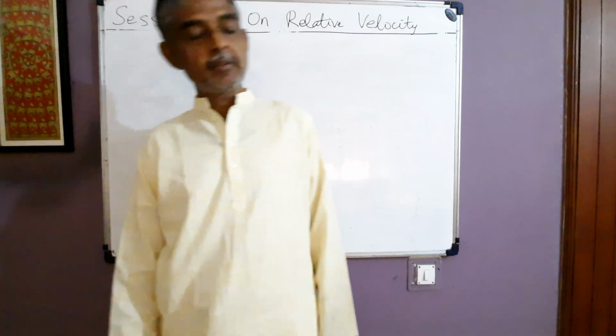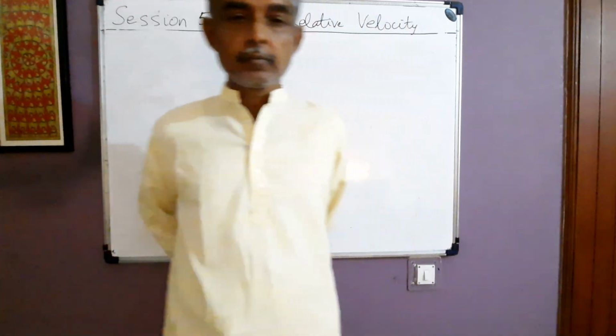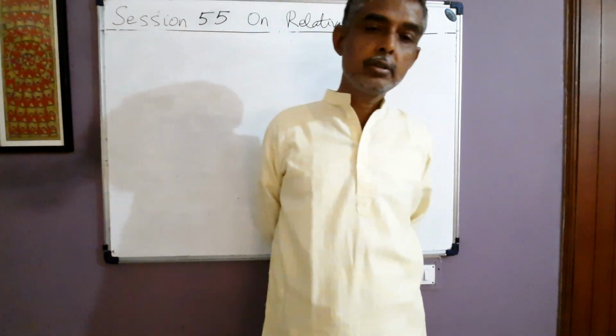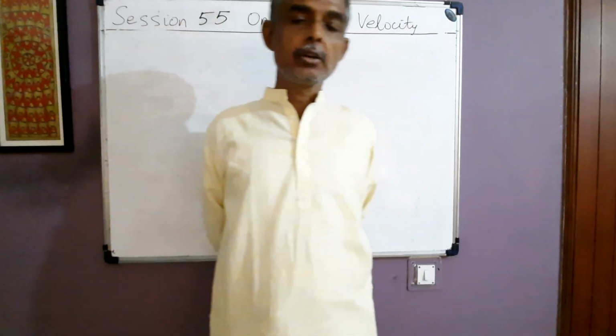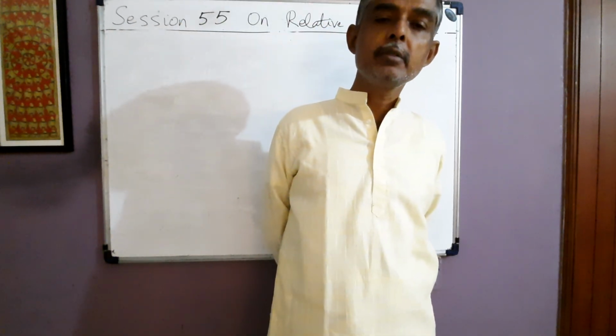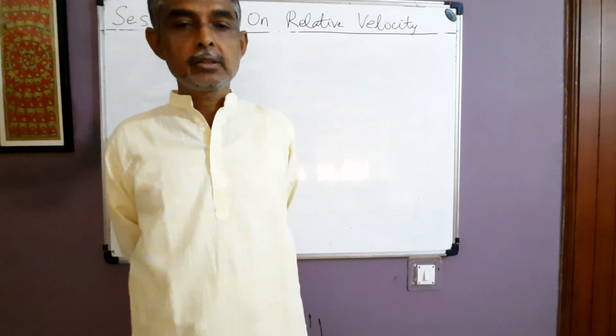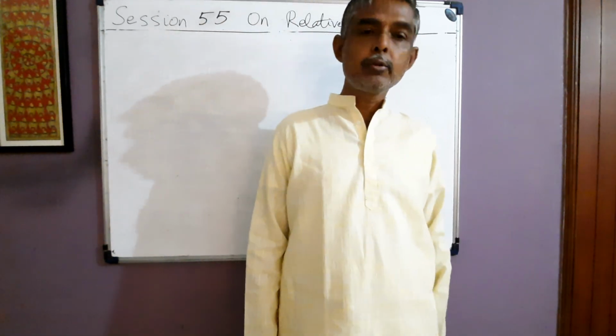This is the 55th session on relative velocity. In this I'll take up a question on relative velocity, a riverman problem, in which the flow velocity of the river is not uniform everywhere. That is, different water particles in general do not have the same flow velocity.